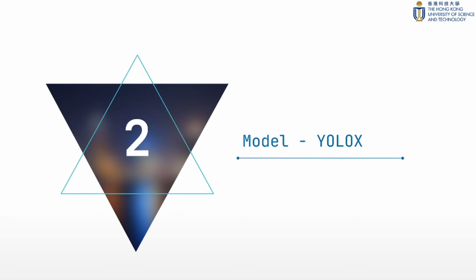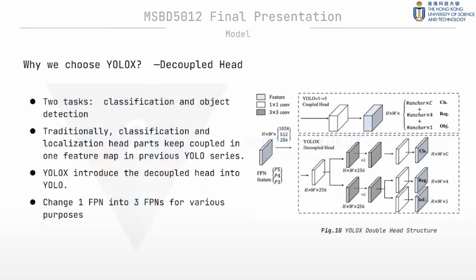Okay, now it's time for YOLOX. First, let me introduce why we choose YOLOX. The goal of this experiment is detecting lung cancer cells and classifying them into correct categories. Therefore, we can divide it into two main tasks: classification and object detection.